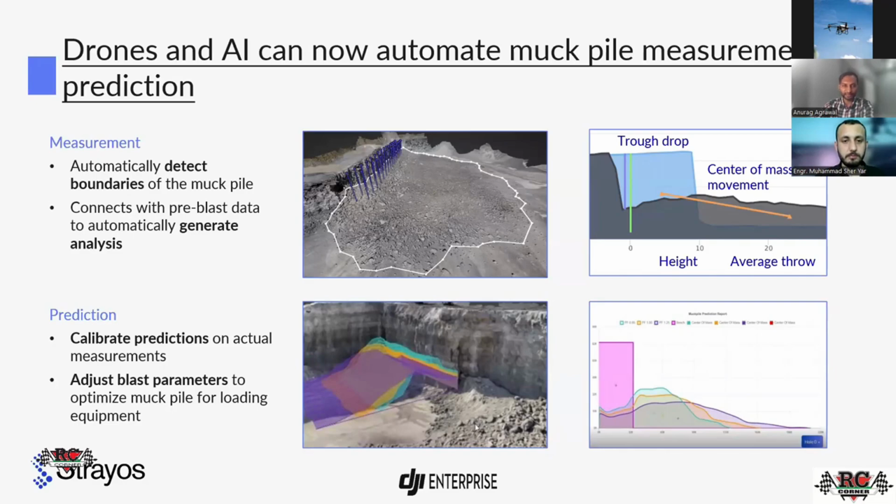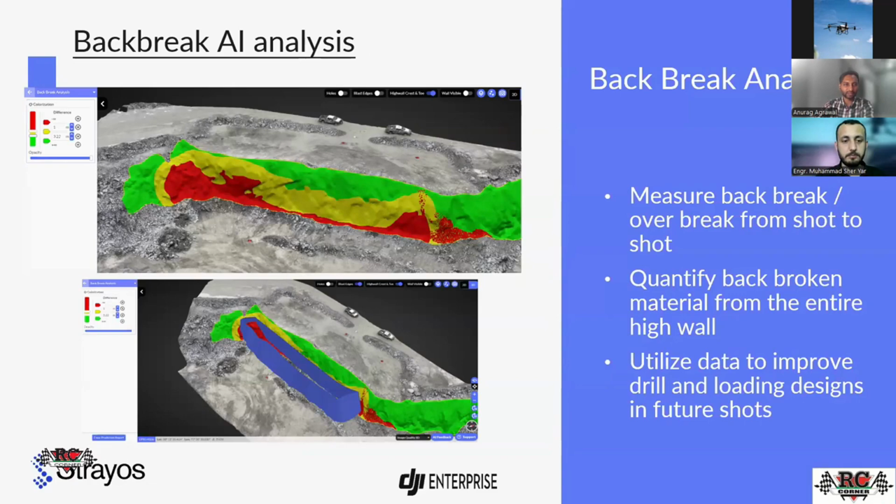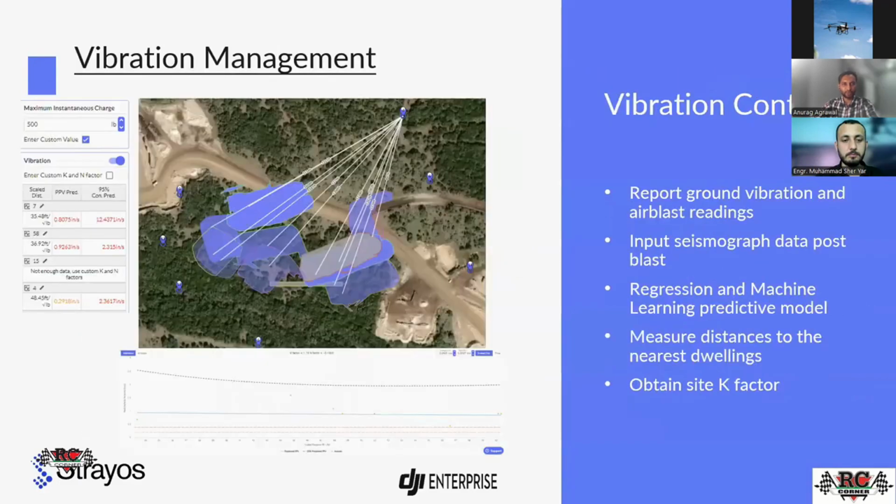Backbreak AI analysis. Again, this is the post-blast data where AI will identify how much backbreak has happened and how much extra volume you have generated. Vibration management. Here again, vibration management can be done for the planning of your seismograph, for your blast design. Everything can be done to control your vibration, where you just need to implant your seismograph location, and accordingly you can measure the ground vibrations.